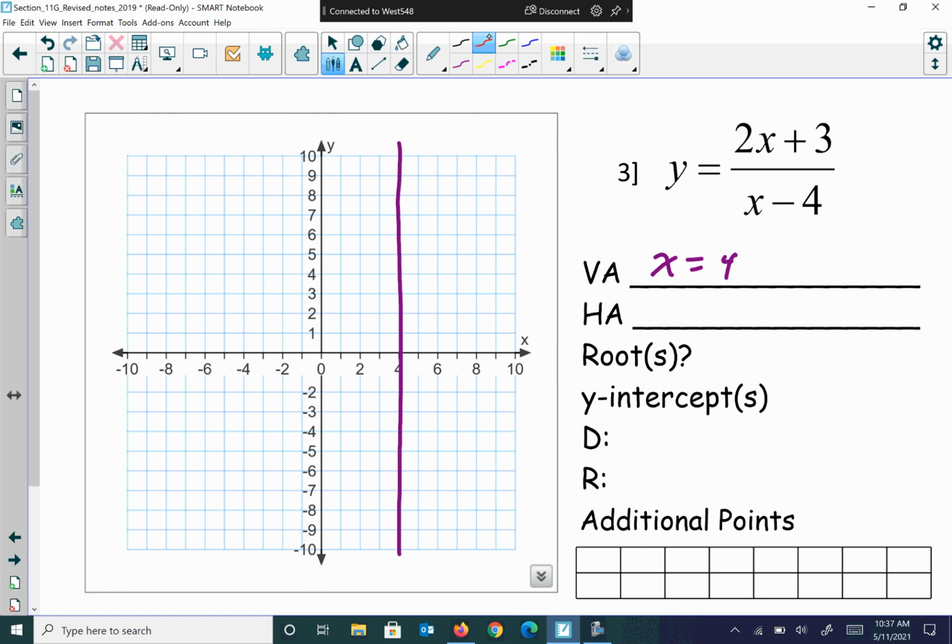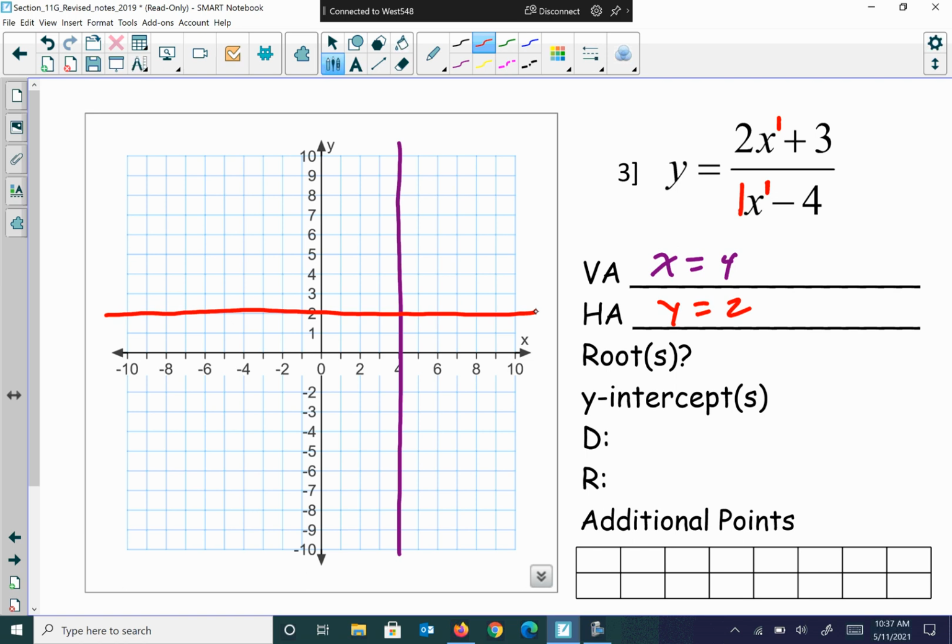Horizontal asymptote, because we have a singleton fraction. I'm not adding or subtracting a number. If this is to the first and this is to the first, which they are, and I have a 1 in front of that x, it's going to be 2 over 1. So y equals 2, because 2 over 1 and 2 is the same thing. Sometimes it's hard to decipher in algebra 1. Is 2 over 1 the same thing as 2?